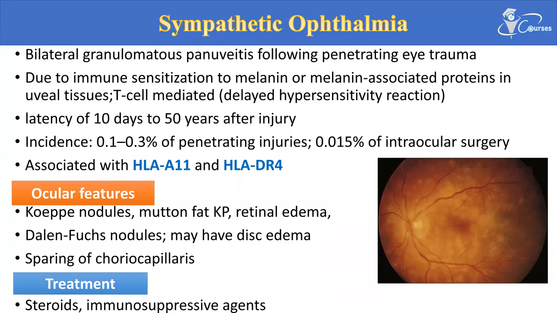Treatment will be the same: initiate steroids or immunosuppressives, and we can consider enucleation of the injured eye within 10 to 14 days if the vision is no PL. However, if the inflammation has already started in the other eye, then removal of the injured eye can be controversial. Some would say it is a non-seeing eye, so better to remove, and others would say once the inflammation has started, removing the eye will not stop it.